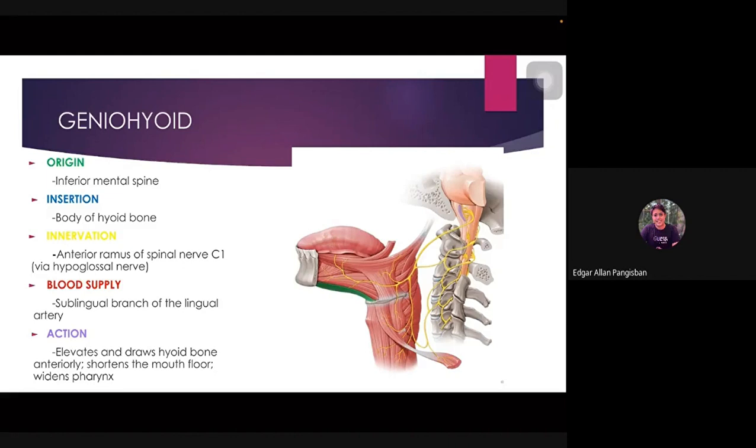Innervation, anterior ramus of the spinal nerve C1. And the blood supply is the sublingual branch of the lingual artery. Okay? Now, the action: since the origin is located above the insertion, it will elevate and draw the hyoid bone anteriorly. And it will shorten the floor of the mouth once this muscle of the neck contracts. Okay, it also widens the pharynx. Again, the action of the geniohyoid: it elevates and draws the hyoid bone anteriorly, or towards the front, and it shortens the floor of the mouth. And it also widens the pharynx.